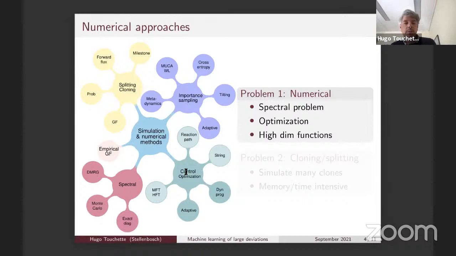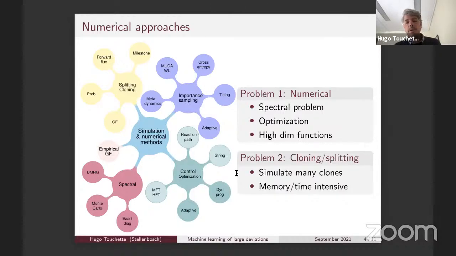The problem with this is that often, besides actually solving a spectral problem, which is not easy to solve, especially if you deal with many particle systems, you have to represent functions like the eigenfunctions in a very high dimensional space. So that's the bottleneck here. For the sampling or the cloning, the problem is that you have to simulate many trajectories, many clones, and this is memory and time intensive. So there are different methods available. Some are more adapted to some problems than others, but they share different difficulties, and it boils down to solving a difficult problem.